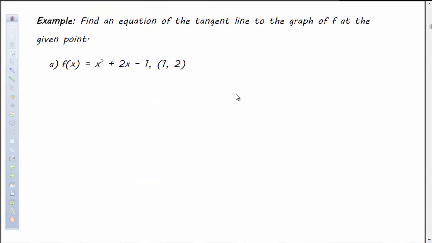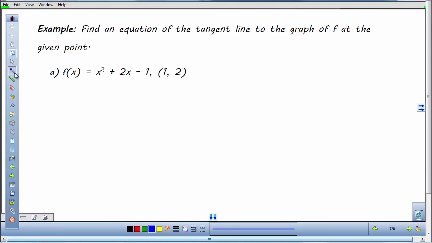So let's take this just a little step farther, because we don't want to just have this function that could tell us the slope at a particular point, but I want to use that function to find the slope and then go from there to find the equation of my line. So we find an equation of the tangent line to the graph of f at the given point. So the first thing I've got to do is come up with that derivative.